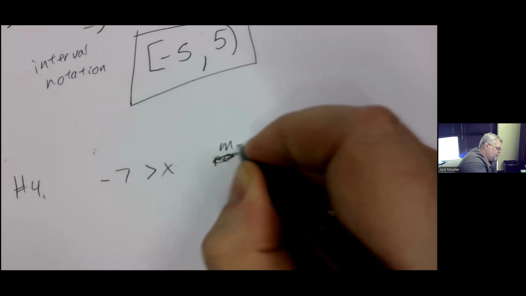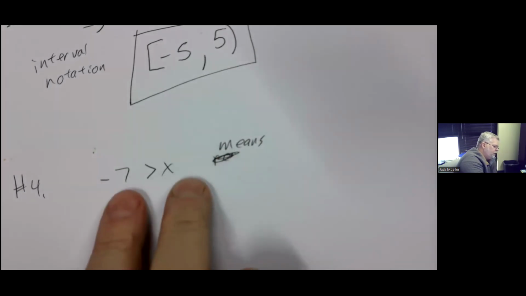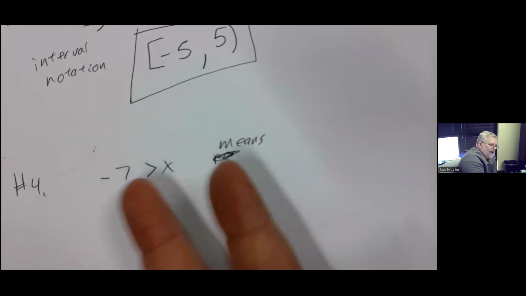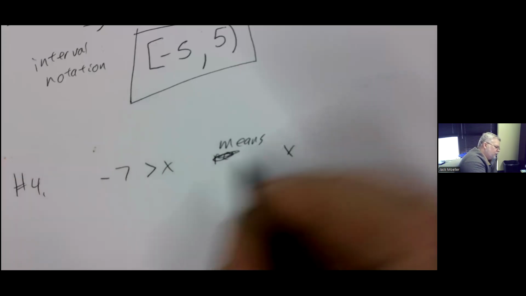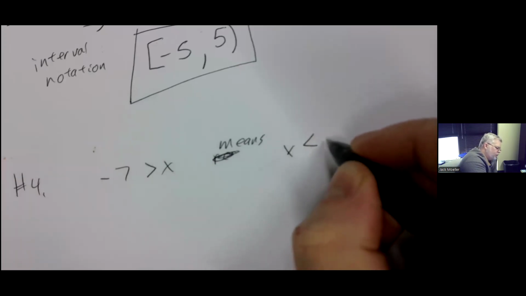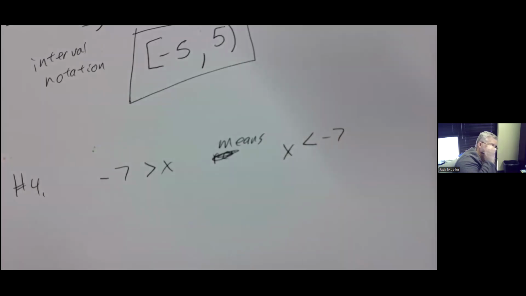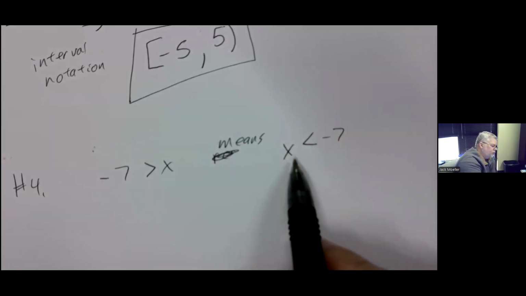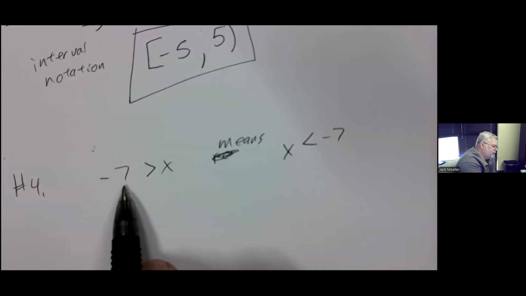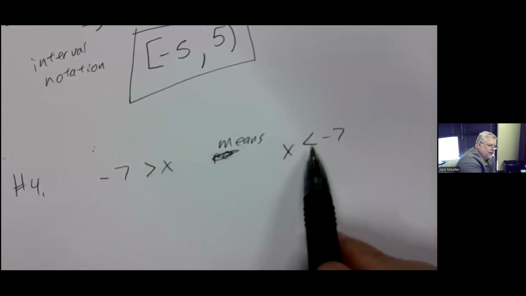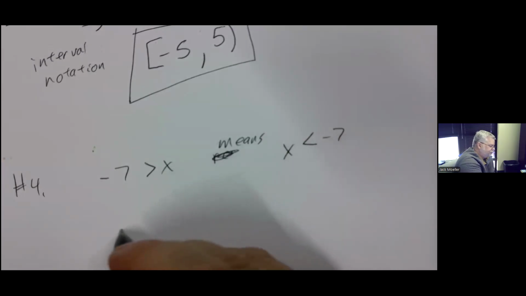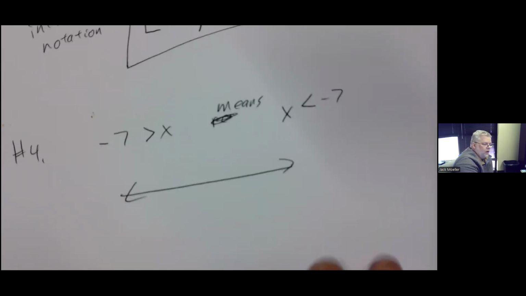This means I always like to put the x on the left. So you can flip it, you flip everything. And so x, now the arrow is still pointing at the x. So if you're going to flip it that way, make sure that the arrow is still pointing the right way. So this really means x, instead of saying -7 is greater than x, we're going to say x is less than -7. All right, so now we're going to graph it.